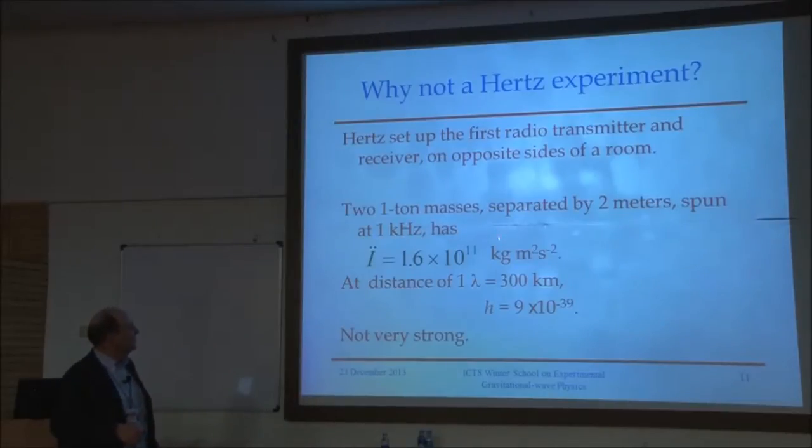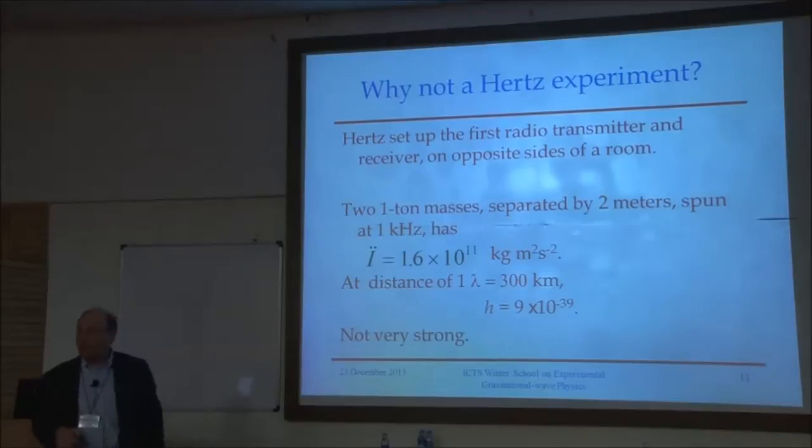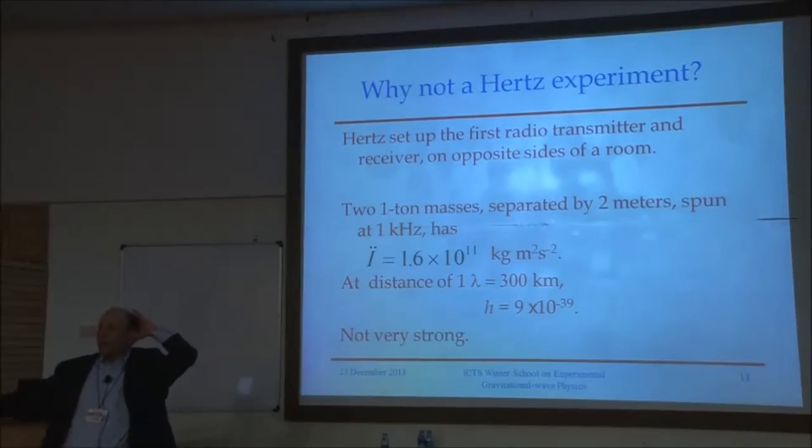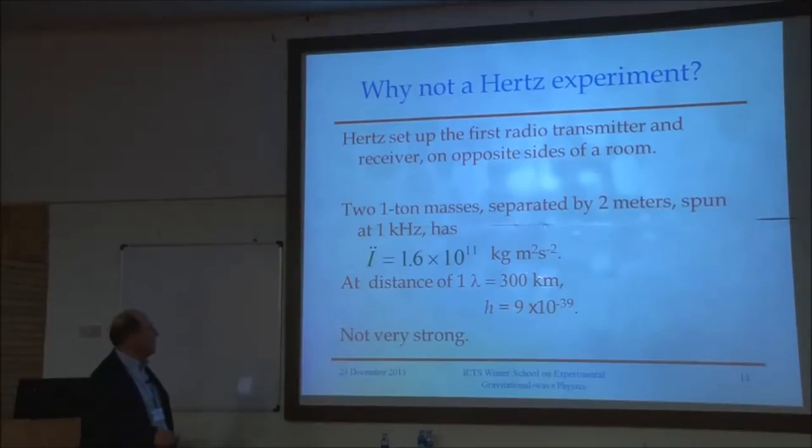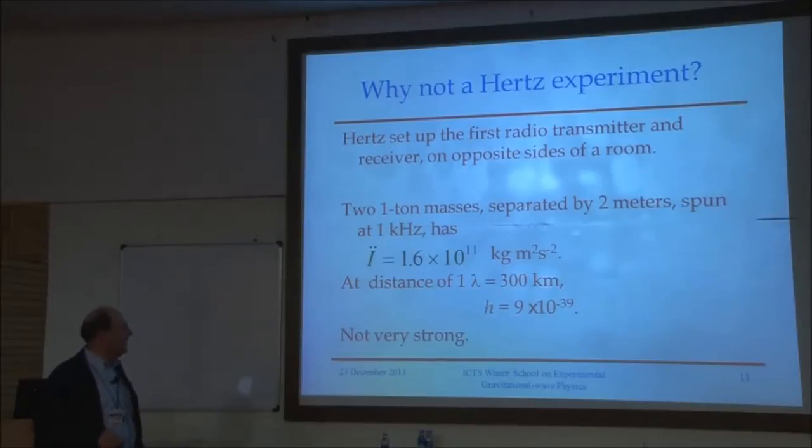And then you say, OK, well, where should I put my detector? I want it to be close, but I can't put it as close as Hertz did. Hertz had microwave signals, so across a room this size was fine. But I have to be at least one wavelength from my source. Otherwise, I'm looking at near-field effects. So let me make my R 300 kilometers, which is the wavelength associated with 1 kilohertz. And my h is 10 to the minus 38.